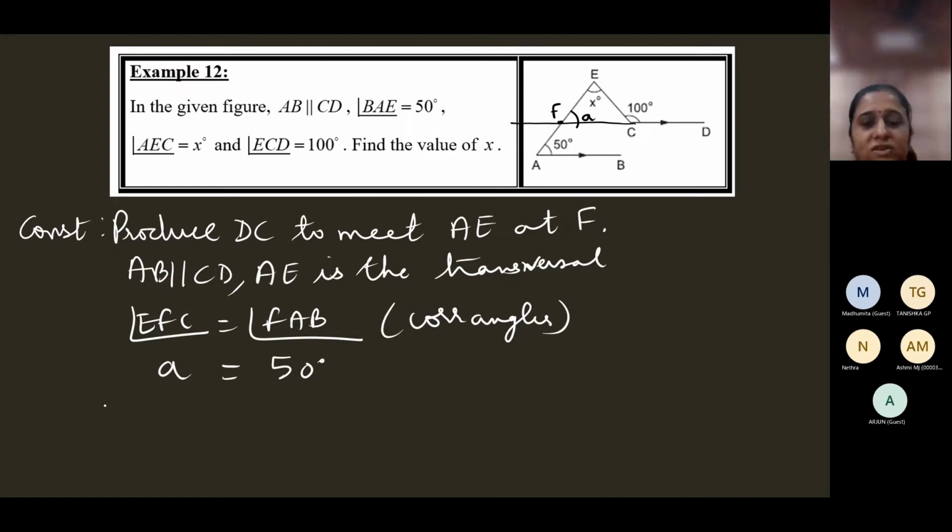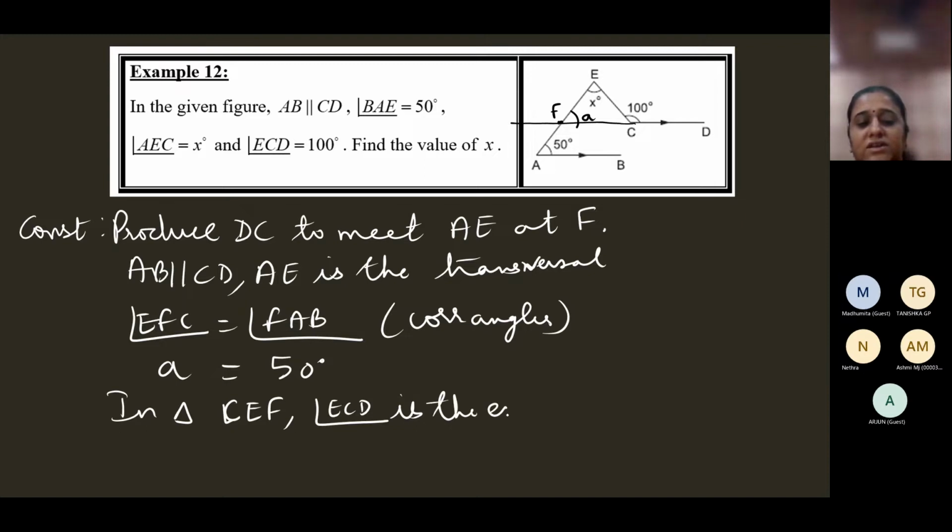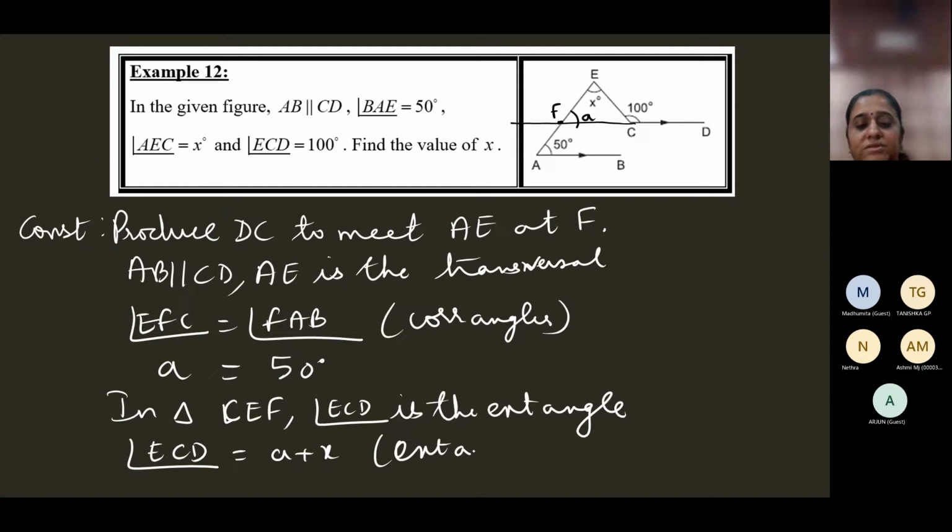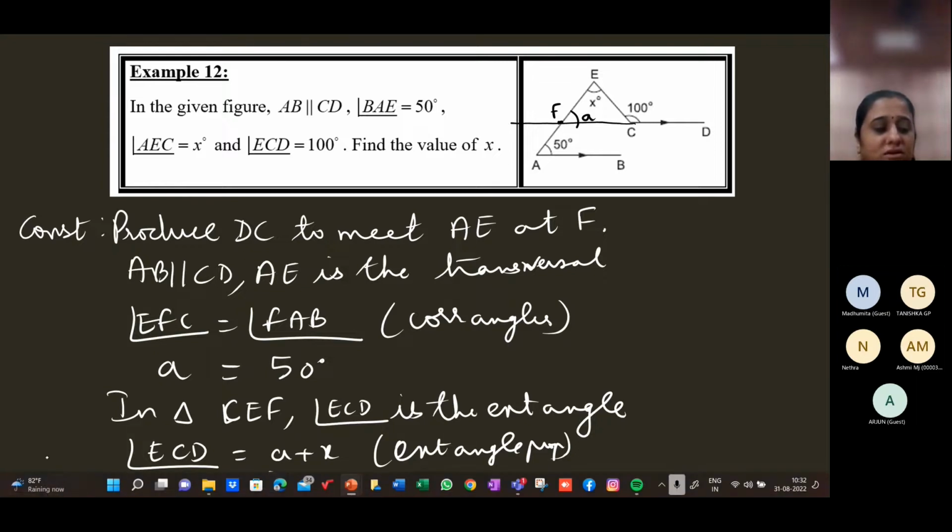Now you should say in triangle CEF, angle ECD is the exterior angle. So angle ECD is equal to A plus X, exterior angle property. So A plus X, A is 50 and ECD is 100. I didn't substitute here. Just a minute, children.